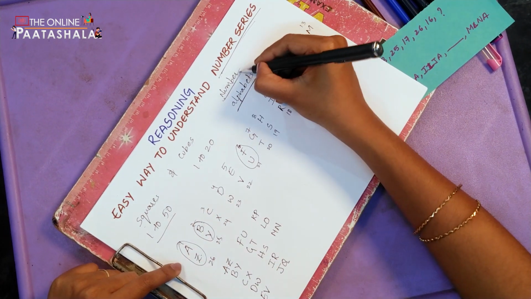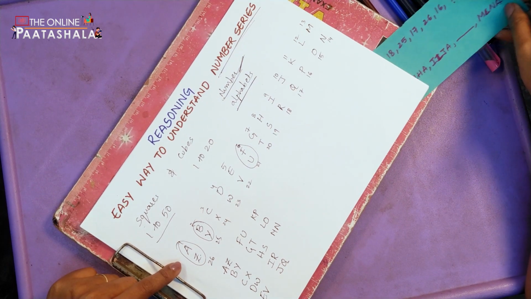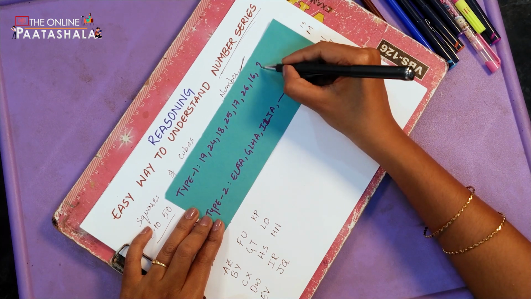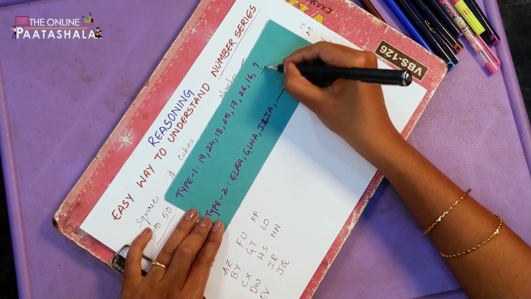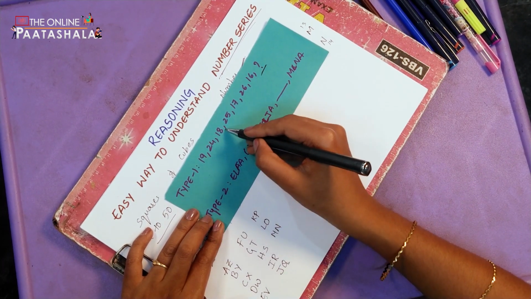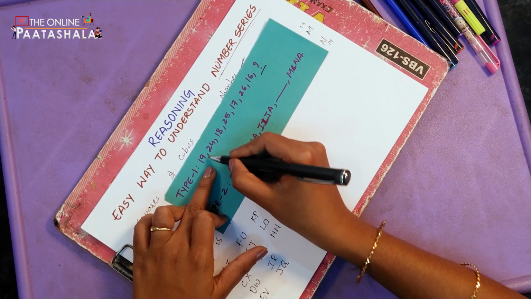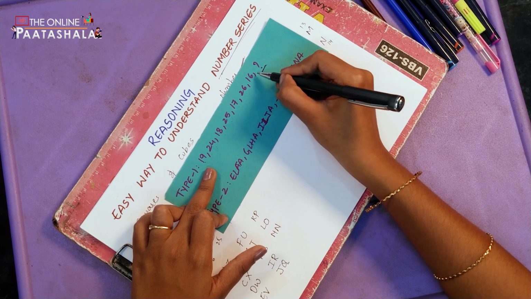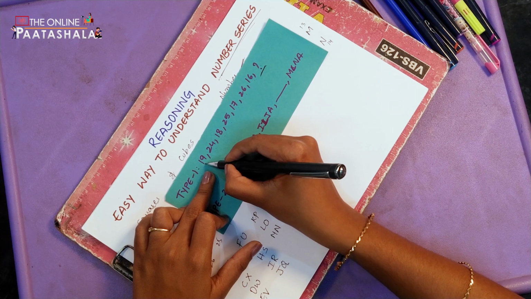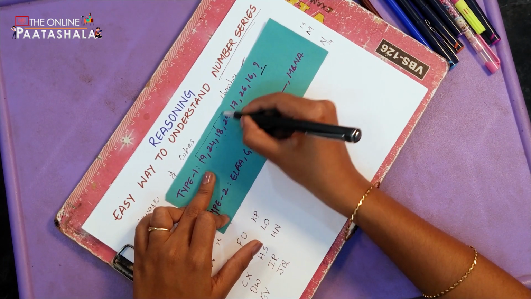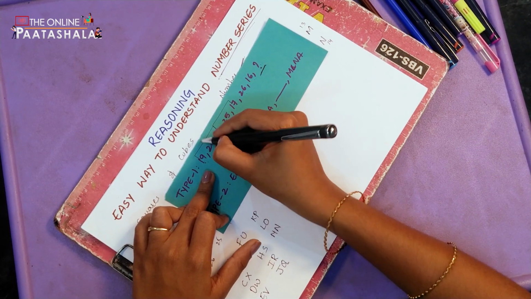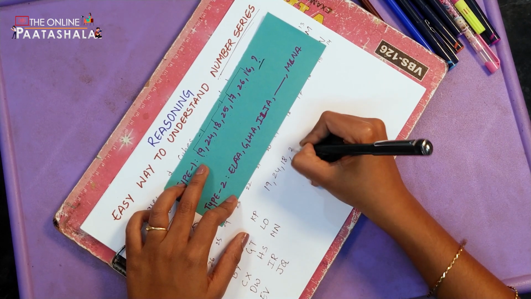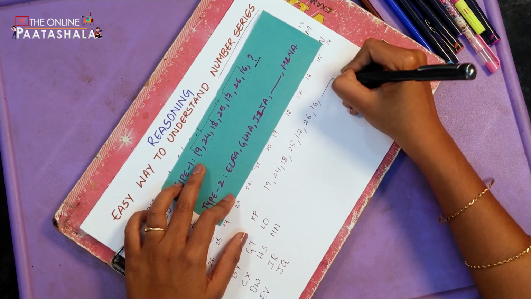Now we will see how the number series will be asked in the exam. I have two different types of questions and how you need to solve them. Type 1: the number series is given and at the end there is a question mark, and you need to tell what will come in the place of the question mark. Now observe this: 19, 24, 18, 25, 17, 26, 16 and question mark. Compare the even terms: -1, again -1, again -1.